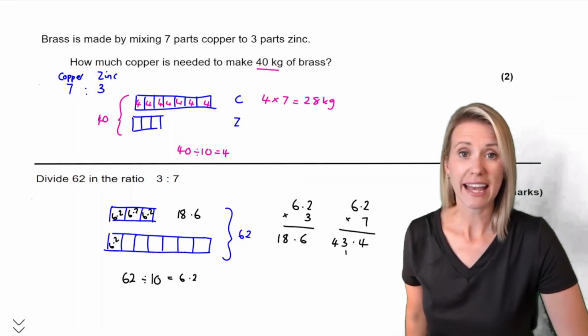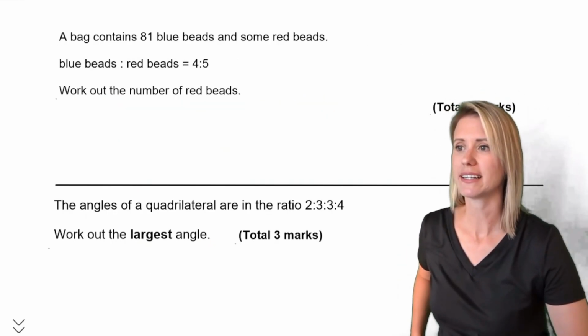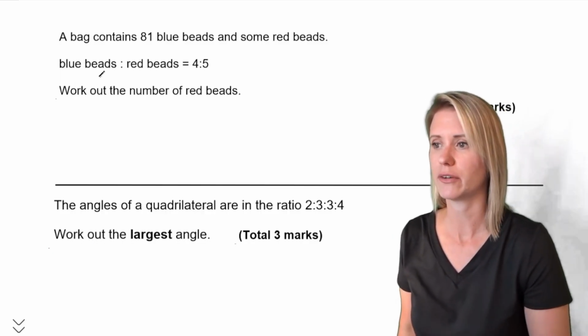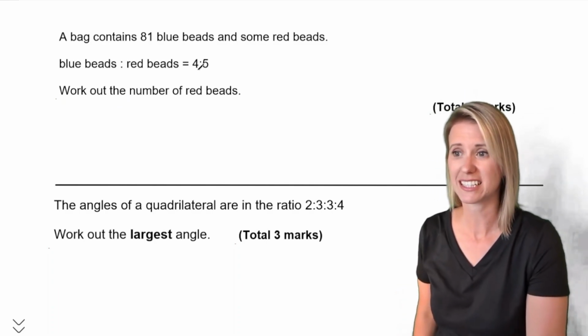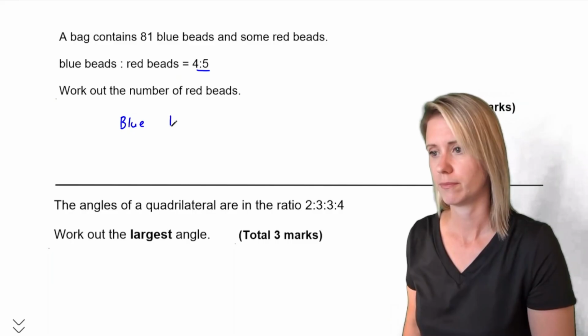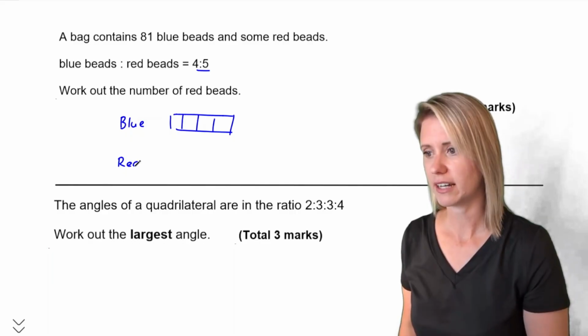Okay, right, so let's move on to some different style ratio questions. A bag contains 81 blue beads and some red beads. These are just worded questions now. Blue beads to red beads is 4 to 5. Work out the red beads. I see the ratio, I draw it out. Blue is 4. And red is 5.